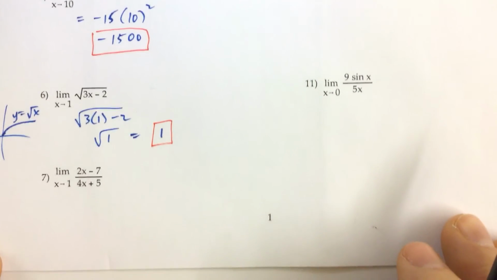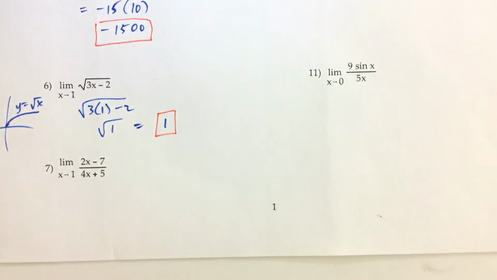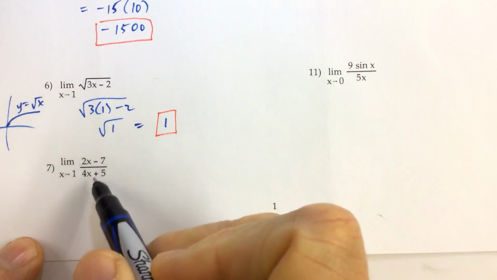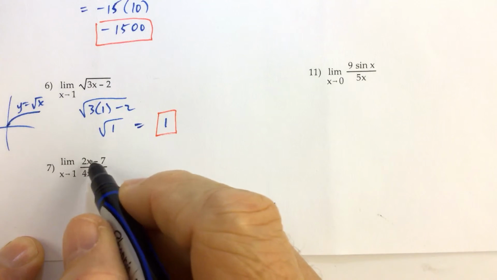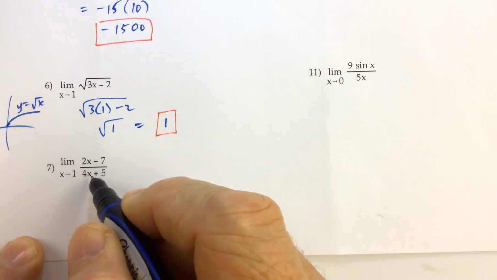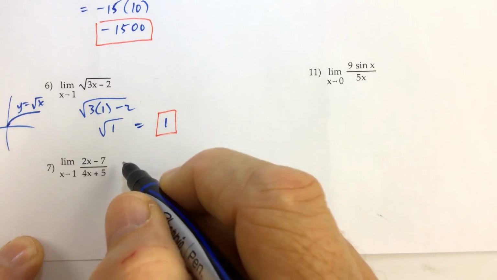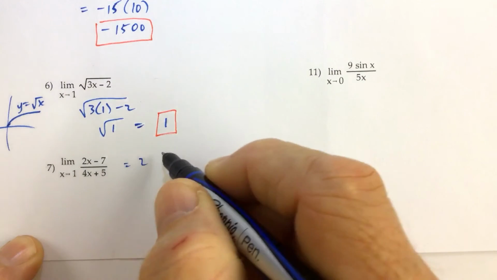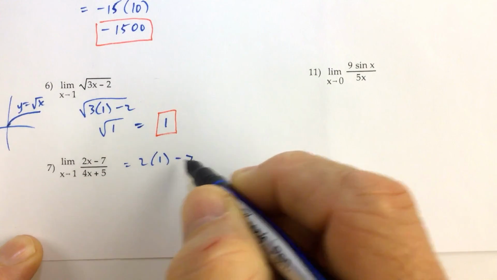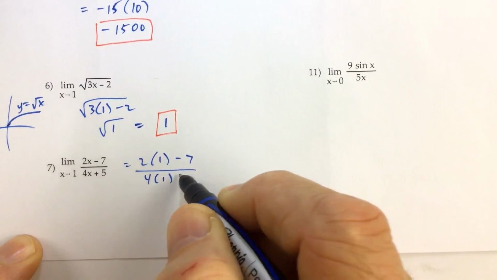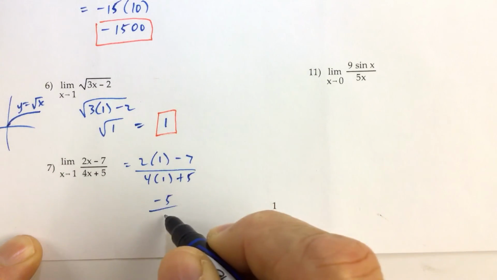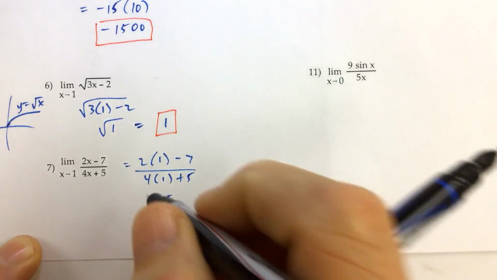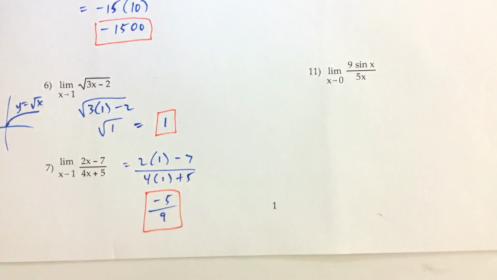And then number 7, we also have to be careful with fractions, so rational functions like this, that we don't get 0 over 0, or we don't get 0 in the denominator. As long as we get a non-zero number in the denominator, then we're okay. We can just substitute in whatever x is approaching. So 2 times 1 minus 7 over 4 times 1 plus 5. 2 minus 7 is negative 5. 4 plus 5 is 9. So negative 5 over 9 is our limit for number 7.